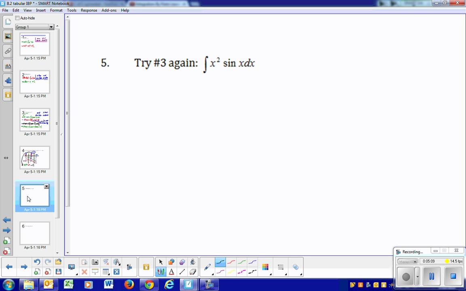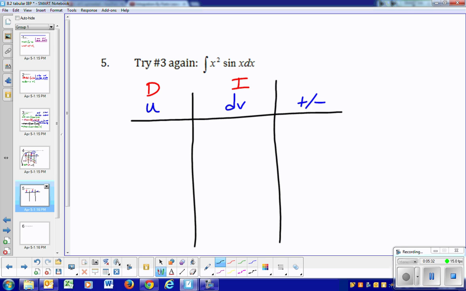Now, the next question I have here is the one that did require integration by parts twice. And I think here you'll see the time savings. So we'll set up our table, u, dv, changing signs. We can remind ourselves that here we're going to take derivatives, here we're going to integrate. And then we'll just set up our chart, writing nice and straight across, very important.